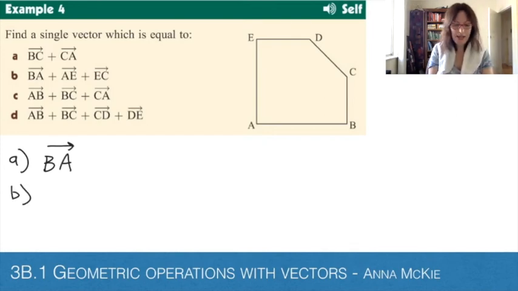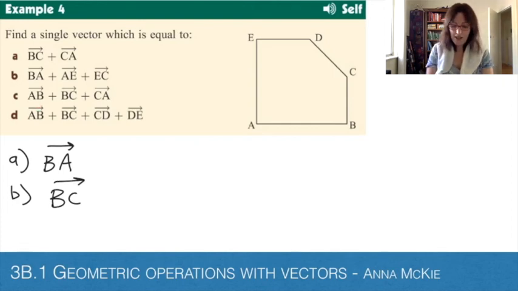The second one, B to A is where we start, and then we're going from A to E, and then from E to C. So we need to write one vector that is the equivalent of that path. Notice we started at B and we ended at C. So we're going to write BC, capital letters with an arrow.